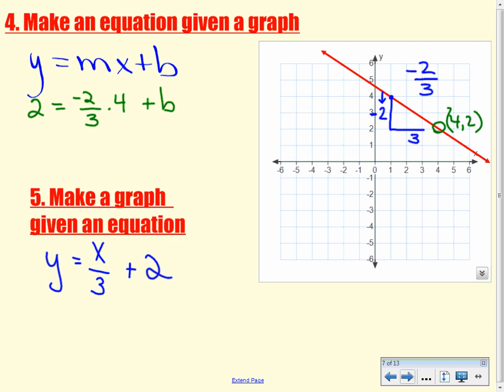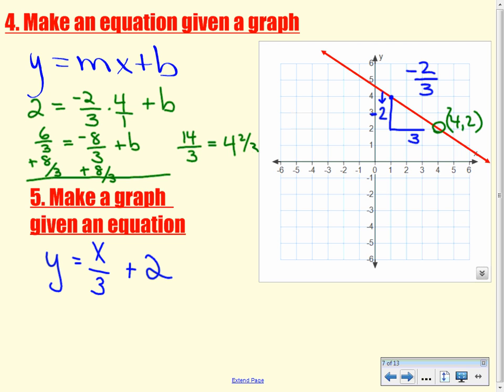So I do a little bit of math here, let's see. -2 times 4 is -8/3 plus b. Alright, let's get common denominators, because I'm going to add 8/3 on both sides. So this 2 is going to be 6/3. And when I add 8/3 to it, let's get 14/3. All right, 14/3 is almost 5. 4 2/3. So I was close when I said 4.5, but it wouldn't be accurate.